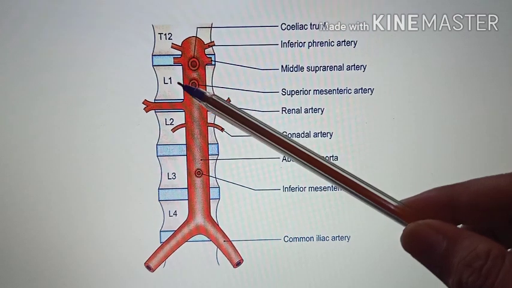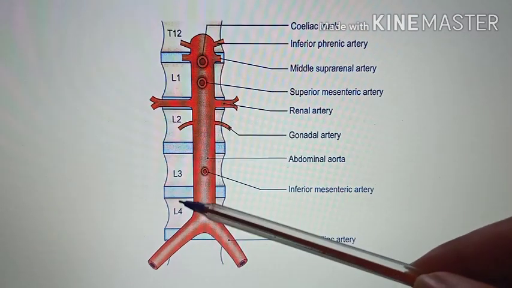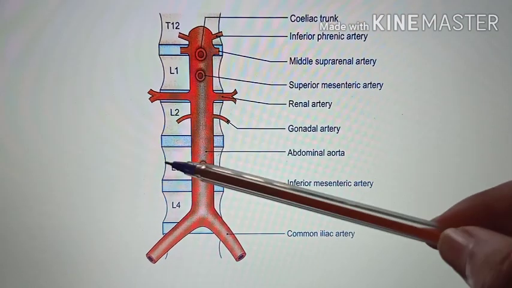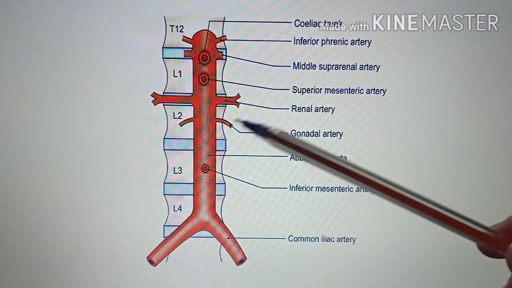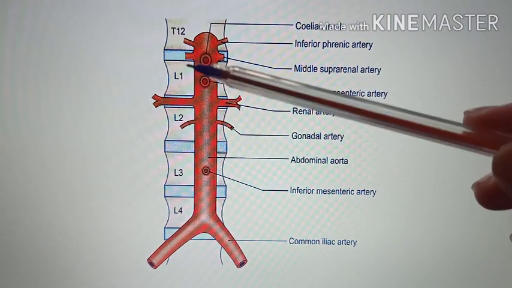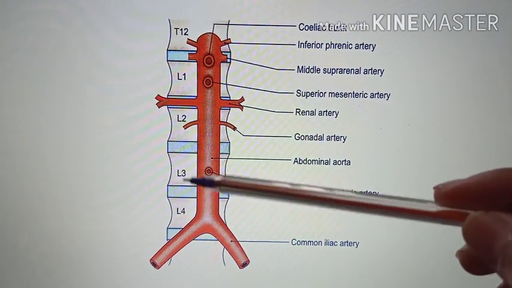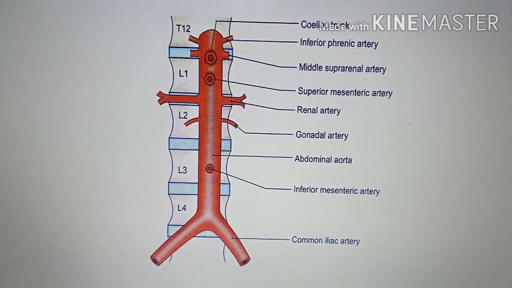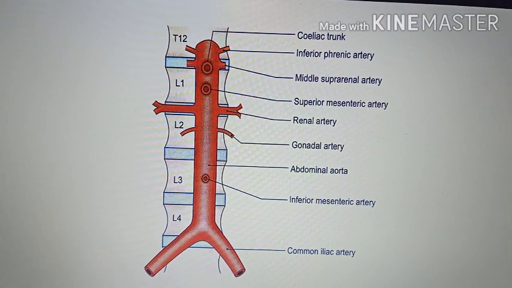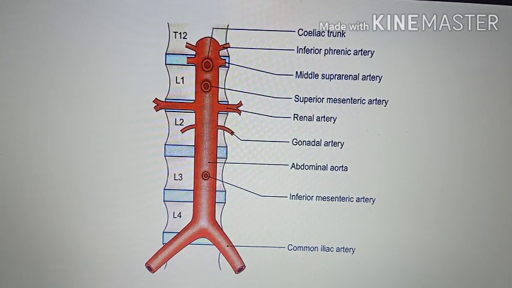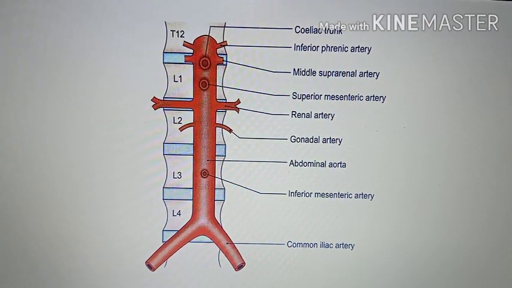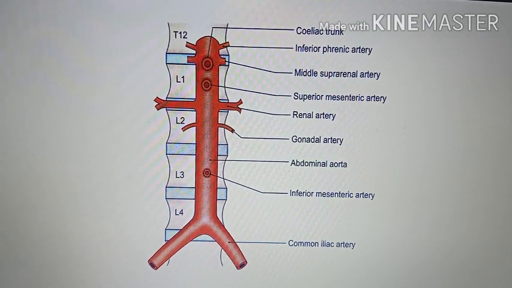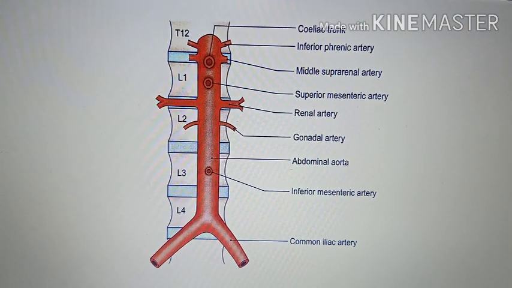Now coming to the posterior relations. Posteriorly you will have the bodies of the upper 4 lumbar vertebrae and the corresponding intervertebral discs. Then you will have the anterior longitudinal ligament, which is attached to the body of the vertebra. Then you will have the origin of 4 pairs of lumbar arteries and the median sacral artery, which you will see in the coming slides. Then the third and fourth left lumbar veins and also the left psoas major muscle.